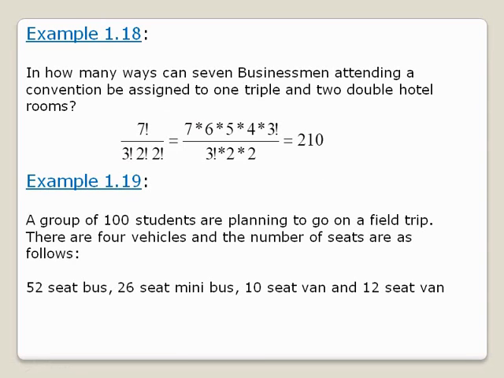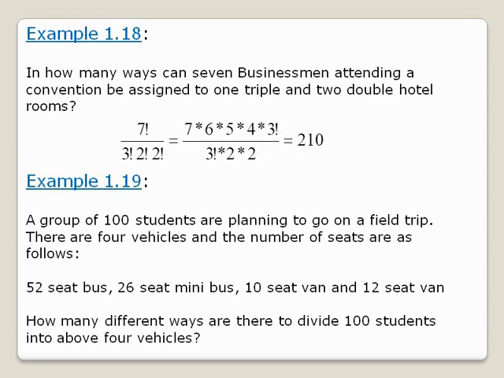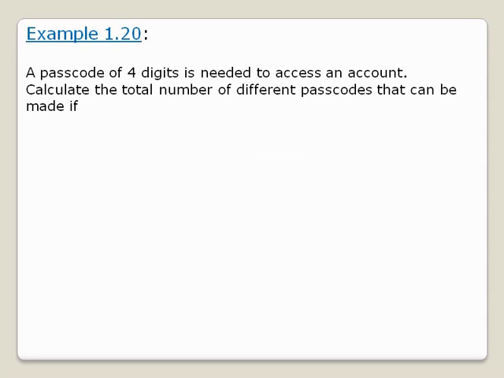Example 1.19. A group of 100 students are planning to go on a field trip. There are 4 vehicles and the number of seats are as follows. We have a 52-seat bus, a 26-seat minibus, a 10-seat van and a 12-seat van. Now how do you split these 100 students into these 4 vehicles? Let's try to find how many different ways we can do this division. I will leave it for you to try.